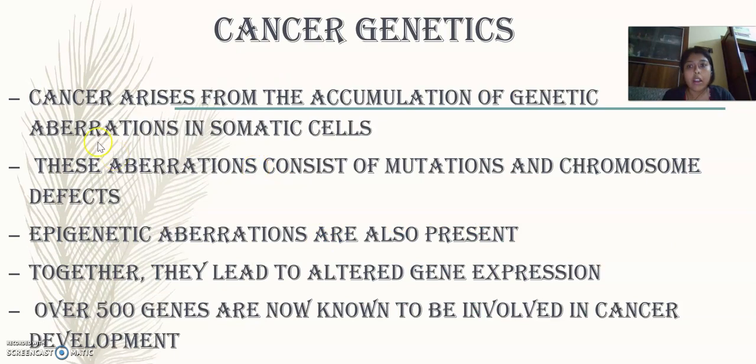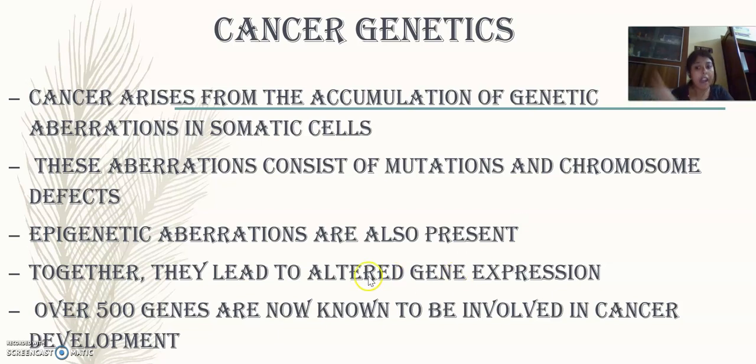Cancer arises from the accumulation of genetic aberrations in somatic cells. Again, I will come back to somatic cells and germline cells. The normal somatic cell undergoes genetic aberration, and this aberration consists of mutations and multiple chromosomal defects, right? Together, they lead to, and this is very important, altered gene expression. Those genes which were expressing a normal set of proteins, having a normal phenotype, will start to express something different, and that different phenotype is basically lethal to the human.